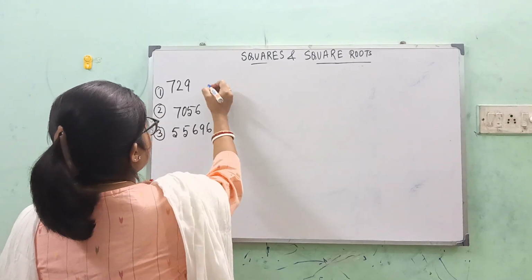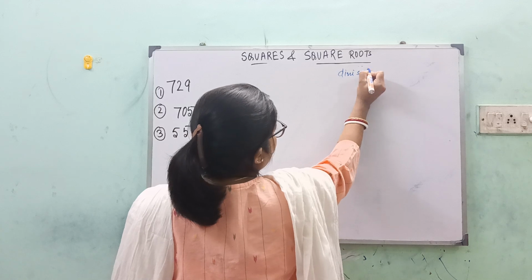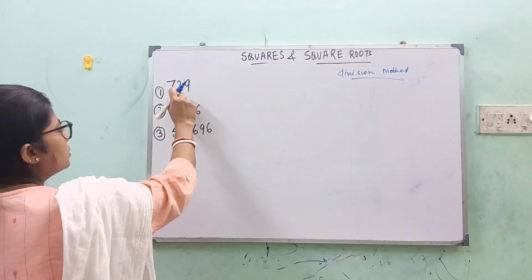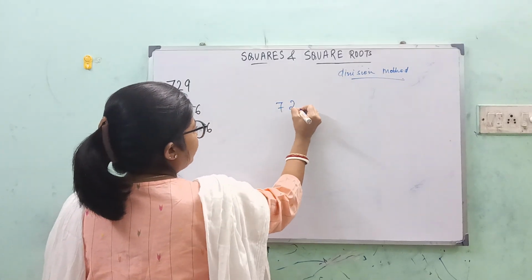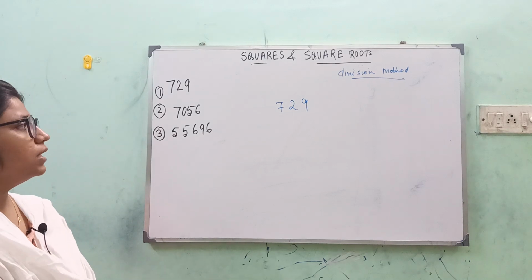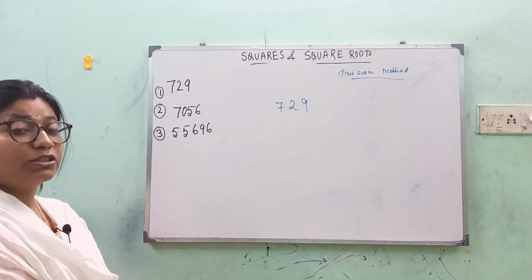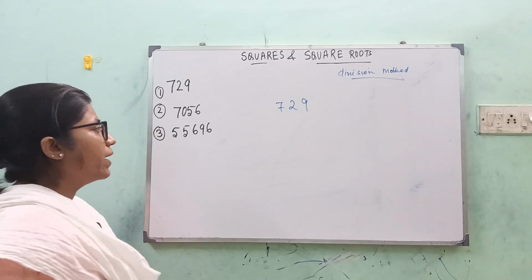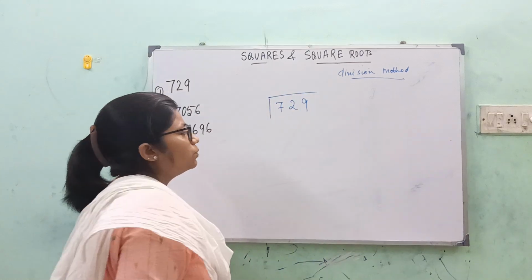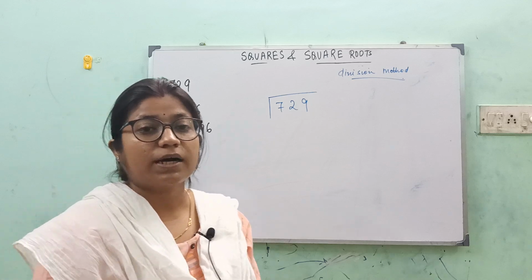So using the division method, we are going to find the square root of 729. The method is very simple. If you understand the method logically and systematically, then for any given number which is a perfect square, you can find out its square root. Say 729. First you will put the division symbol and then start pairing the numbers.